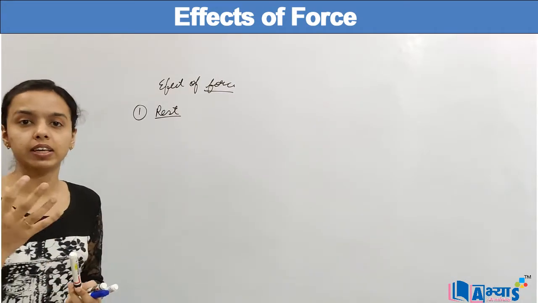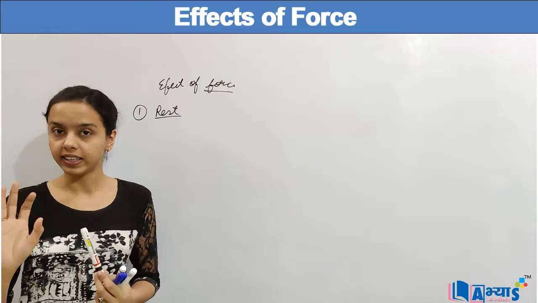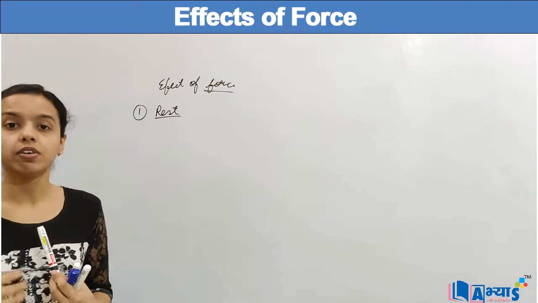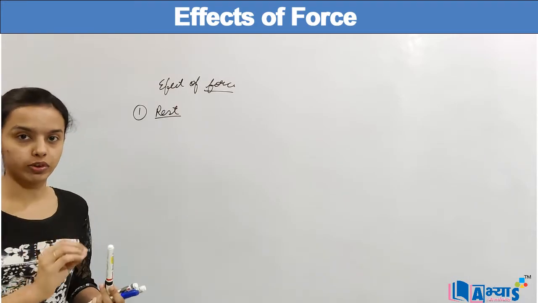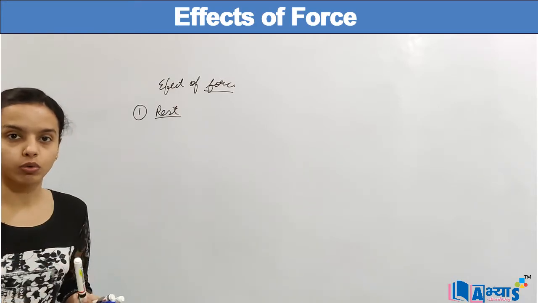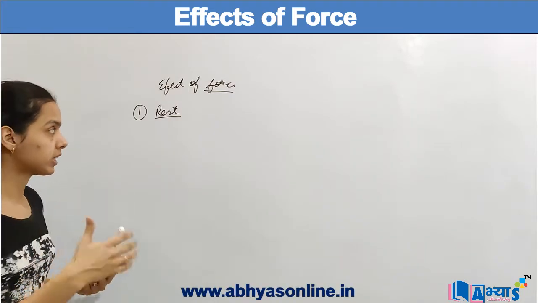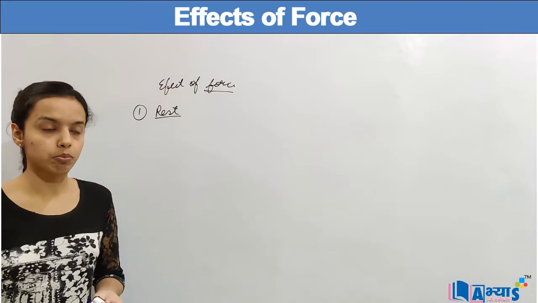Also, sometimes when we want to pluck an apple from a tree, the apple is initially at rest, but when we pluck it towards ourselves, we are actually applying force. The apple was at rest earlier, but now when we pluck it downwards, the apple comes into the state of motion. That is the first effect, a change from rest to motion.